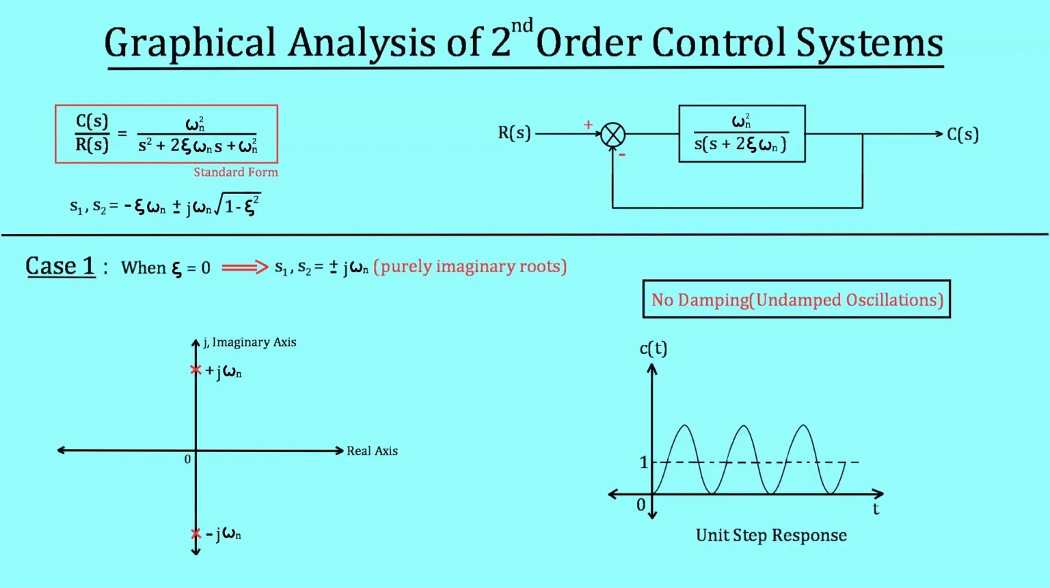The unit step response for this case will look like this. The unit step response in this case does not contain any damping. That's why this case is also referred to as the case of undamped oscillations.